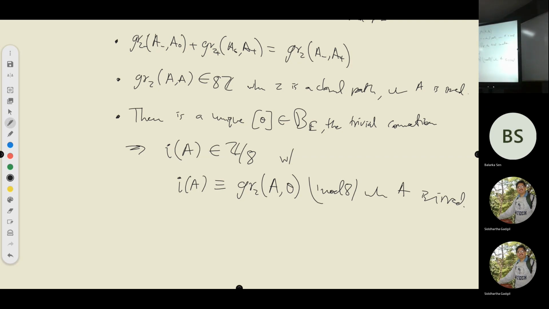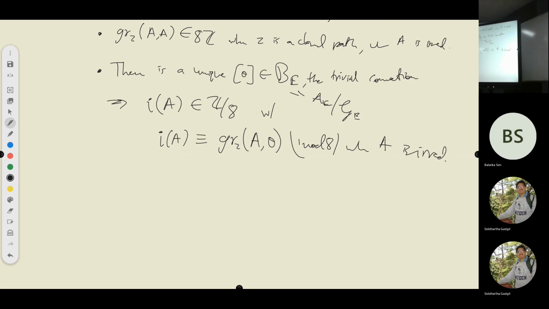What was B? B is the configuration space of connections, so that's connections mod gauge. So irreducible connections. In fact, over here, let's stick with irreducible. Okay.